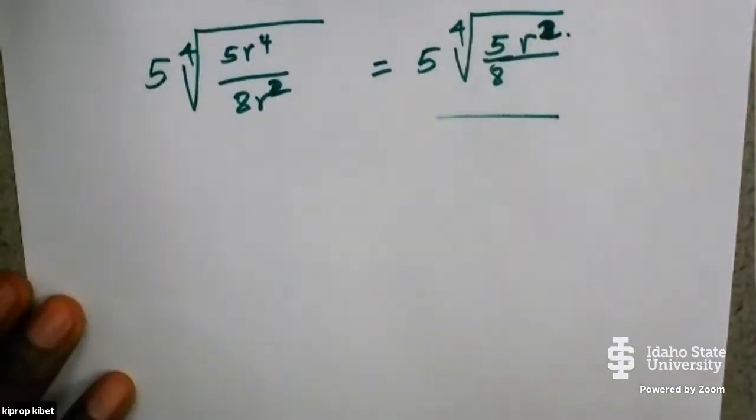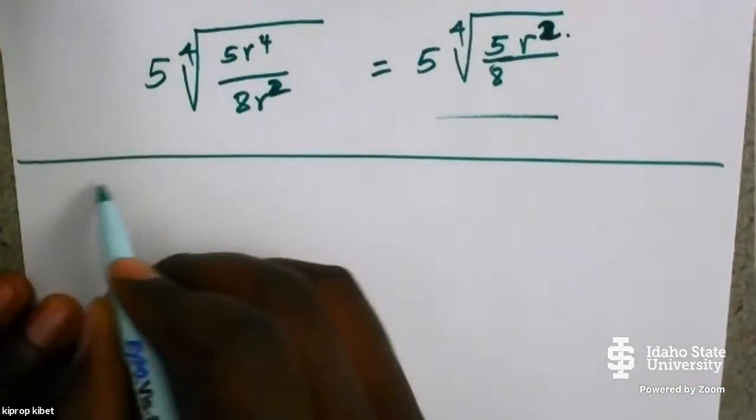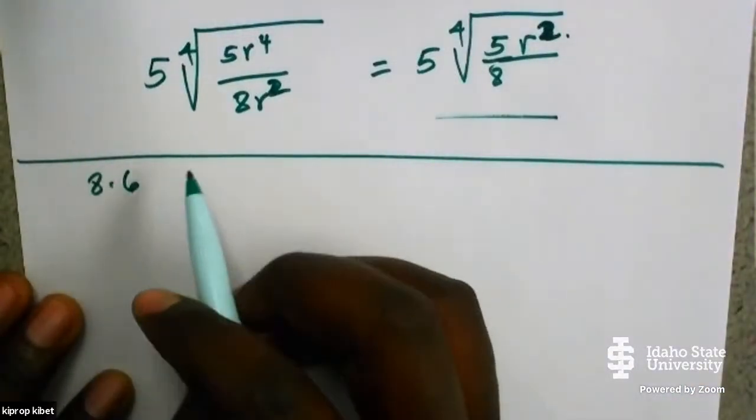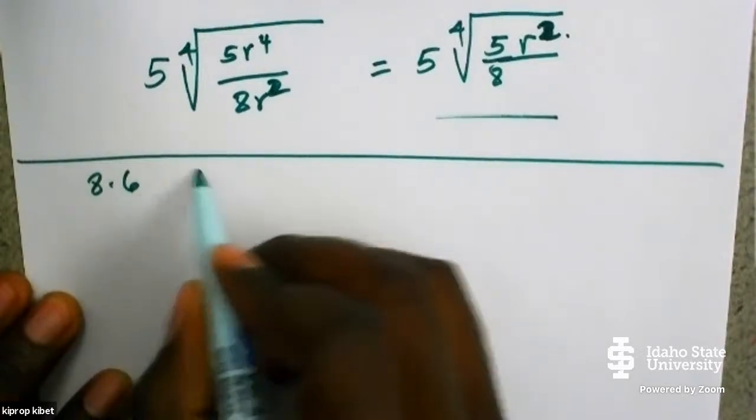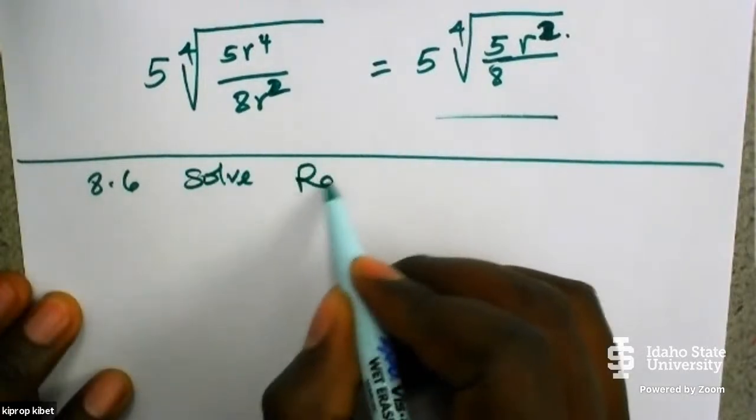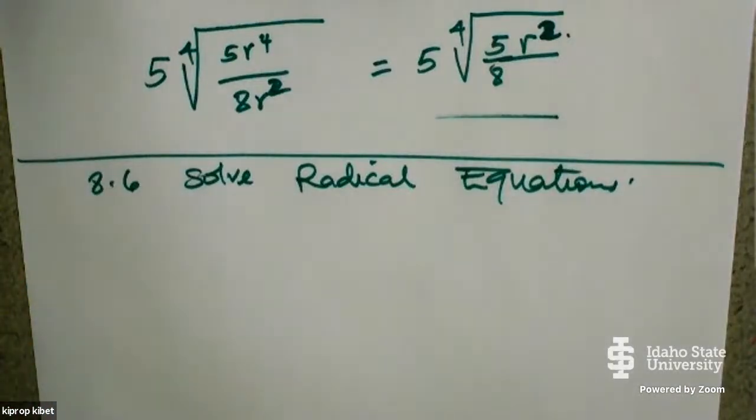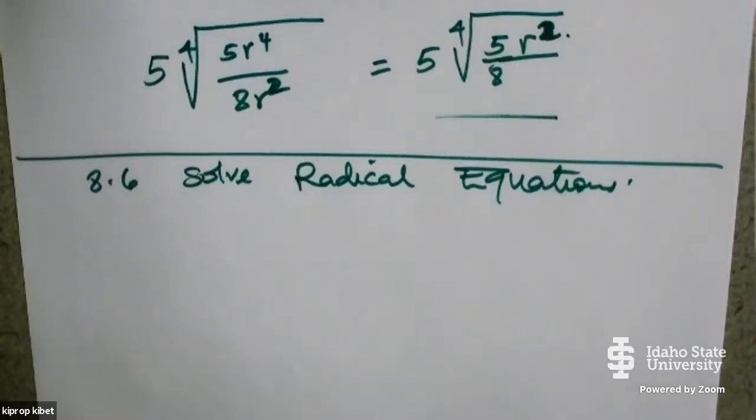So now let's look at section 8.6, and this is solving radical equations. The ones which we were doing last week were radical expressions. Now, when you introduce the equals sign, they become radical equations.